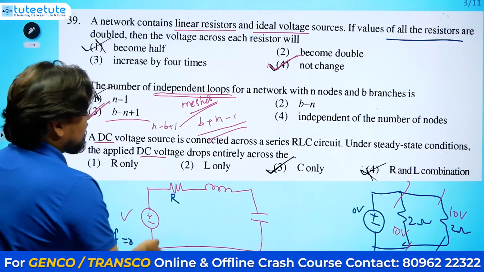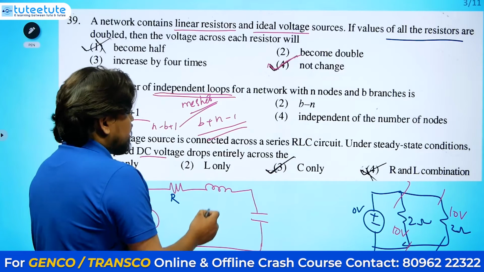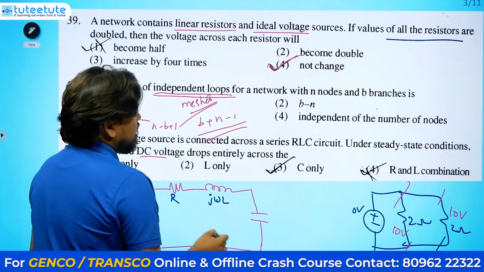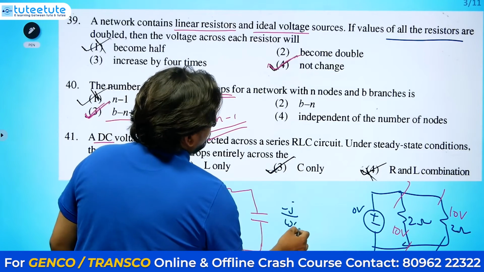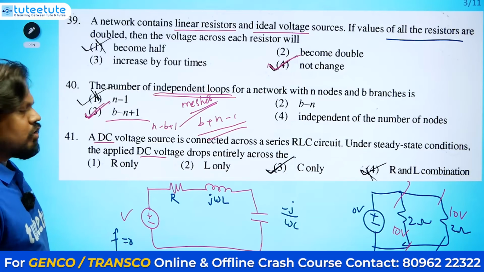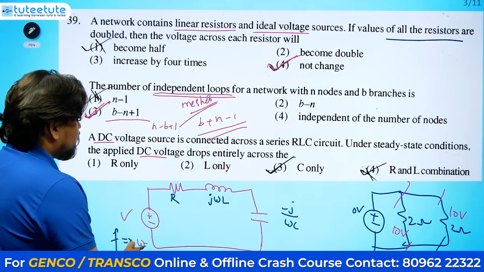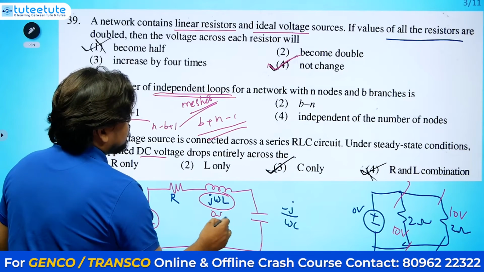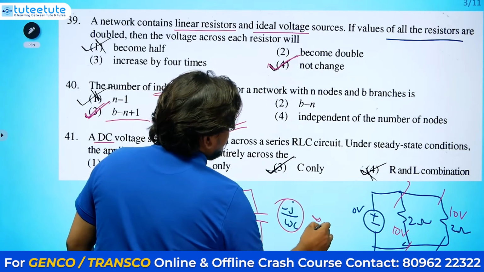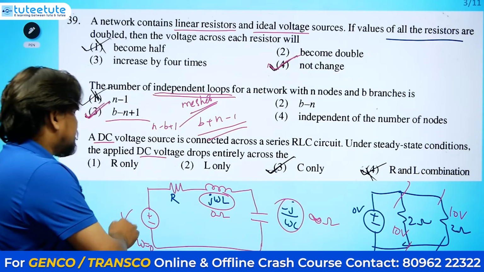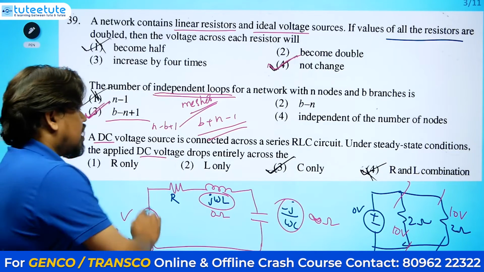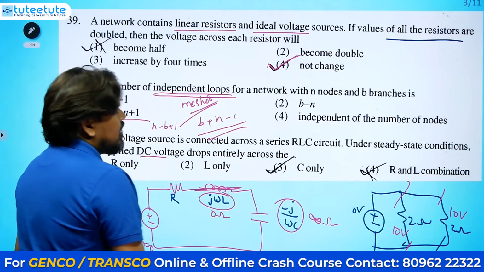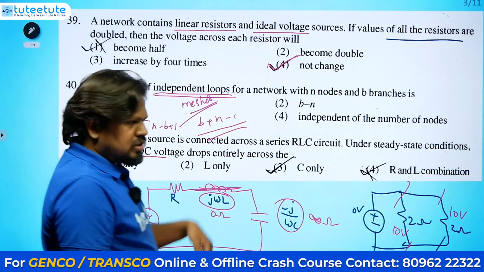Resistance will not change for DC or AC. For the inductor, the inductive reactance is j omega L. For the capacitor, it is minus j by omega C. If frequency f equals 0, then angular frequency omega is also 0. So the inductive reactance becomes 0 ohms and the capacitive reactance becomes infinity ohms. That means whenever you connect a DC source across the series RLC circuit, the inductor will act as a short circuit and the capacitor will act as an open circuit. This is the final conclusion.